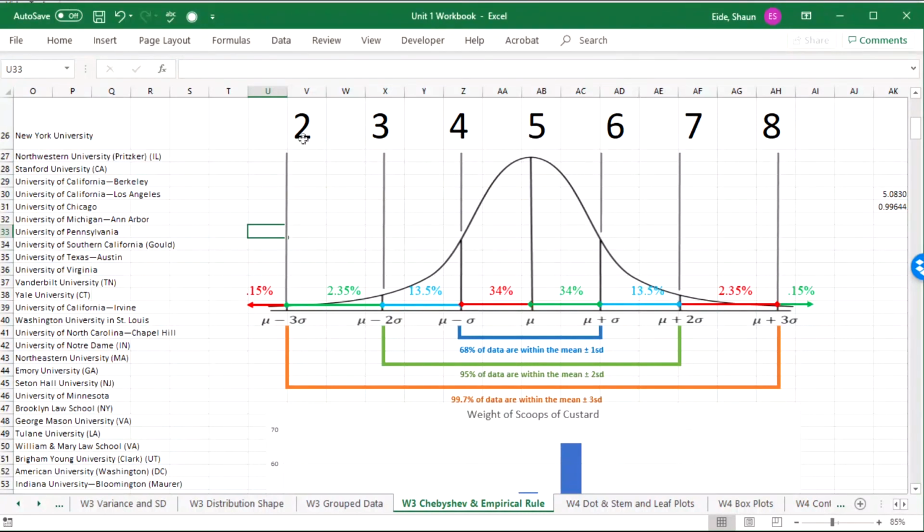So that ends this lecture on the empirical rule and Chebyshev's theorem. Hopefully that was beneficial.